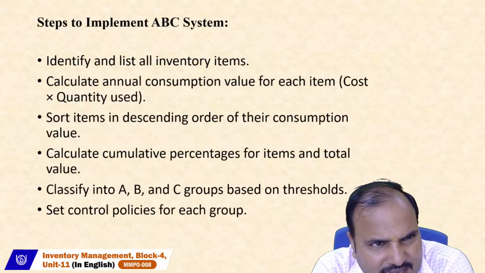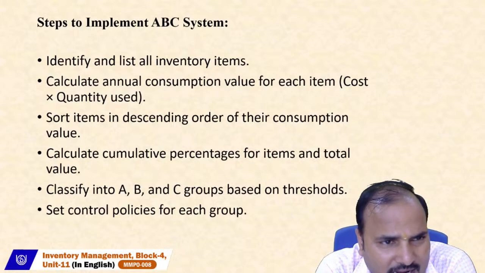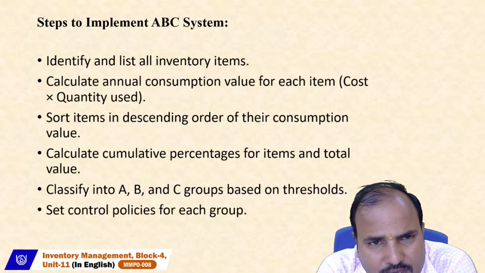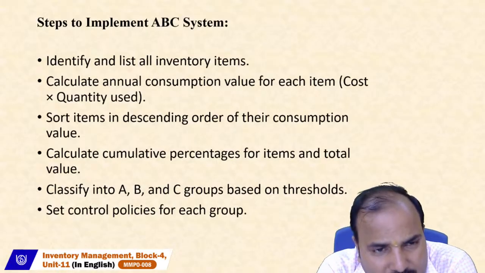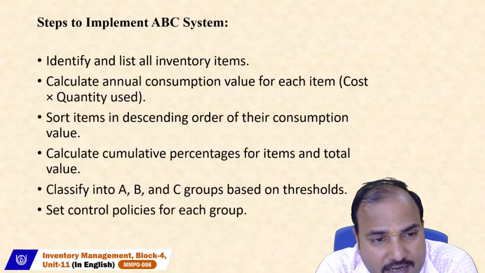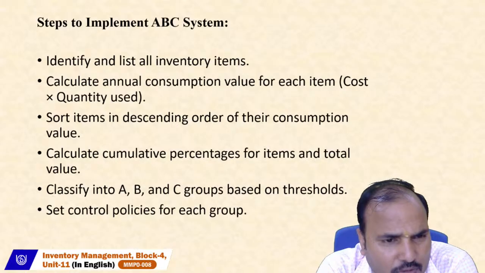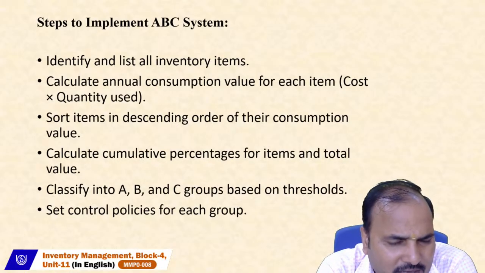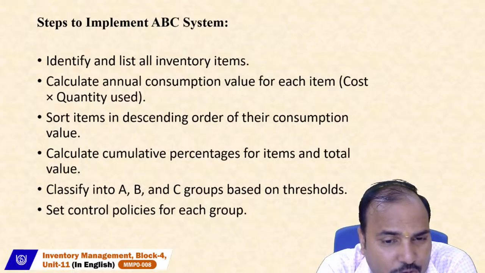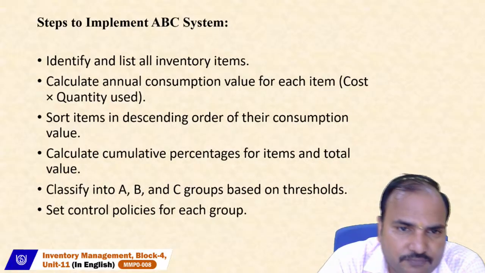Then there are steps to implement the ABC system. It identifies and lists all the inventory items. It calculates the annual consumption value for each item. It sorts items in descending order of their consumption value. It calculates the cumulative percentage for items and total value. It classifies them into A, B, and C groups based on thresholds. It also sets the control policies for each group.